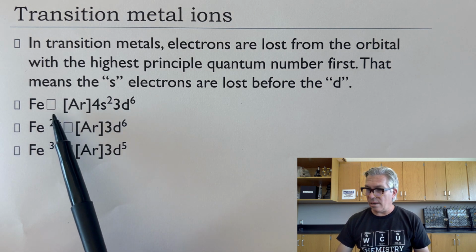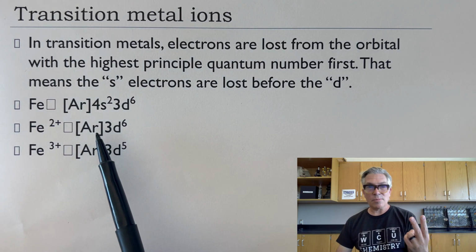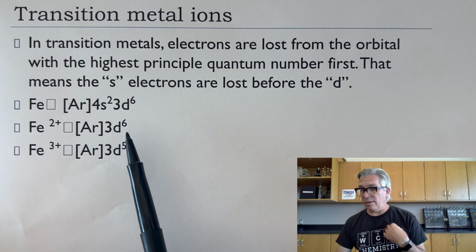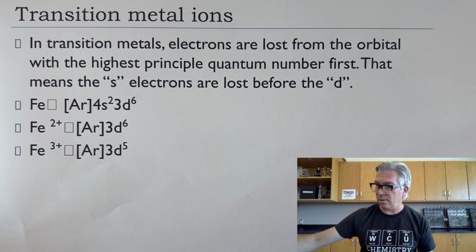So iron by itself has 4s2, 3d6, but if it loses 2 electrons, those s orbital ones come out first. And if it loses a third electron, then it can come out of the d's. But transition metals lose from the s orbital first.